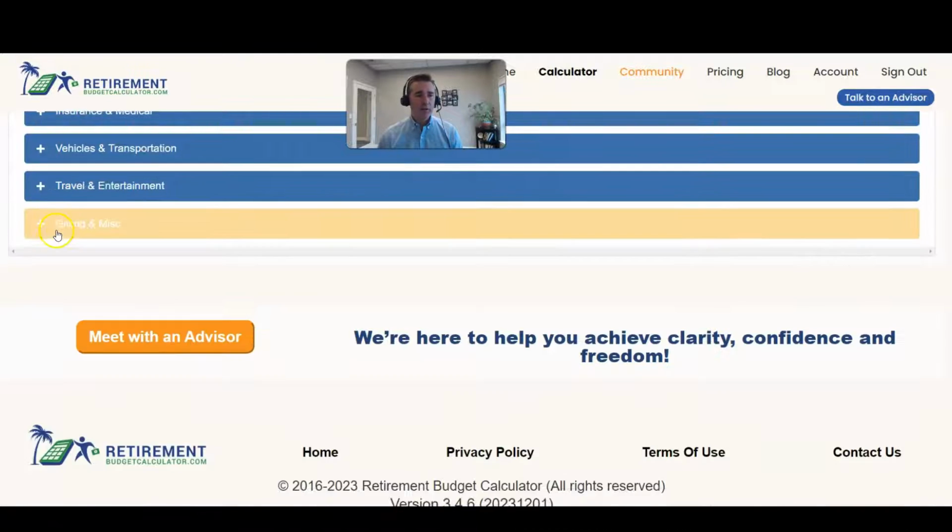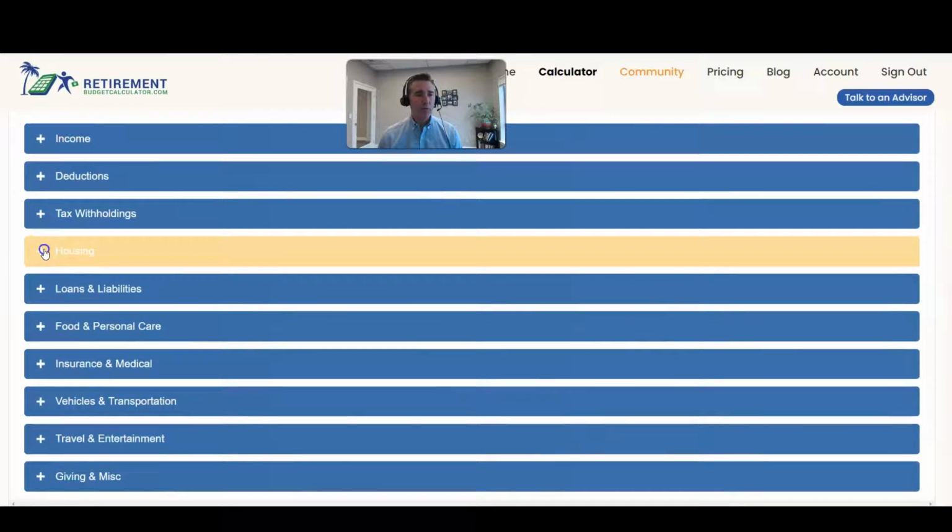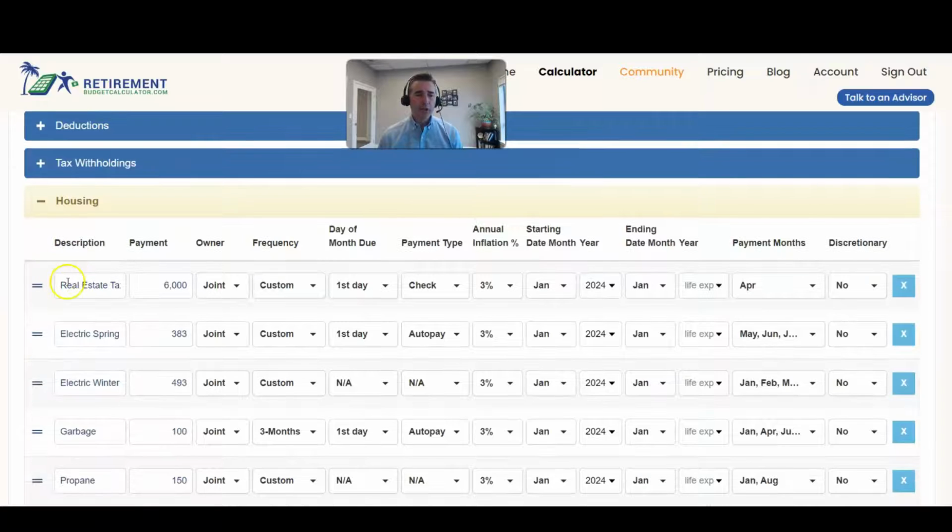But let me show you a couple of other things that I want you to be thinking about. Number one, here under housing. So they have real estate taxes. Even once their mortgage gets paid off, the real estate taxes are not going to go away. So we need to be planning for these taxes. You'll notice we have this set as $6,000 a year. It's a joint expense, meaning that no matter if somebody's alive, somebody's going to have to pay that expense.